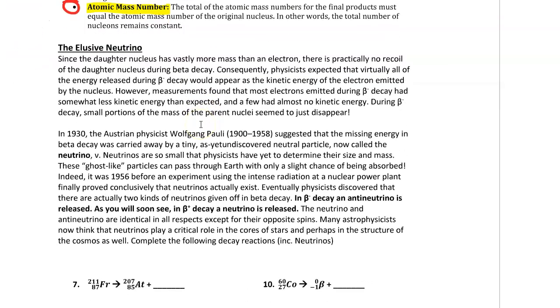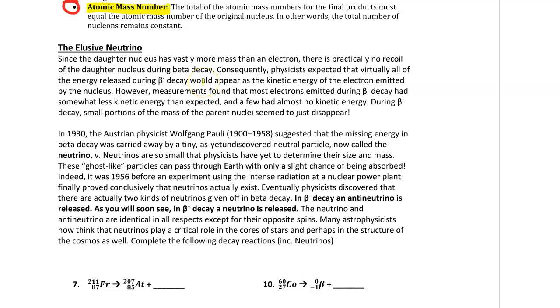Now, since all these decay sequences have been discovered, have vastly more mass than an electron, there's practically no recoil on the daughter nucleus during a beta decay. Beta decay basically meaning electron decay. Consequently, physicists expected virtually all of the energy released in beta decay would appear as kinetic energy emitted. However, measurements found that this was not the case.